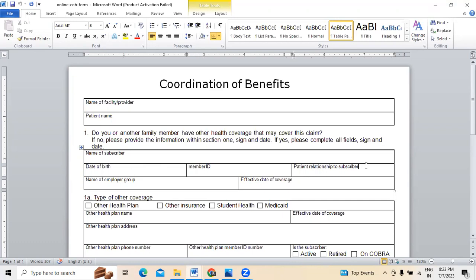Because the person who is the subscriber may be related to the patient as a family member. He may be related to that particular family. So we have to mention the patient details and everything in this form. This is what generally it will be. At the same time, we have to mention the employer group. Which employer group does this belong to?